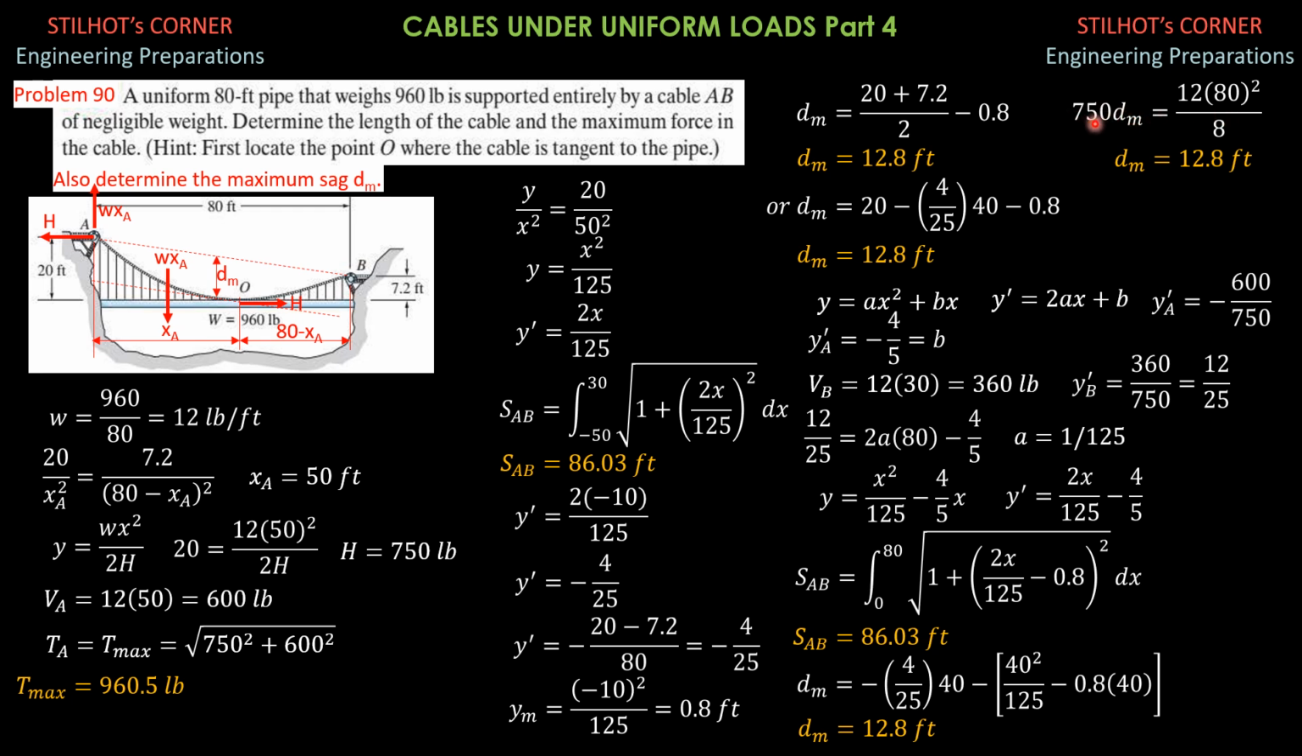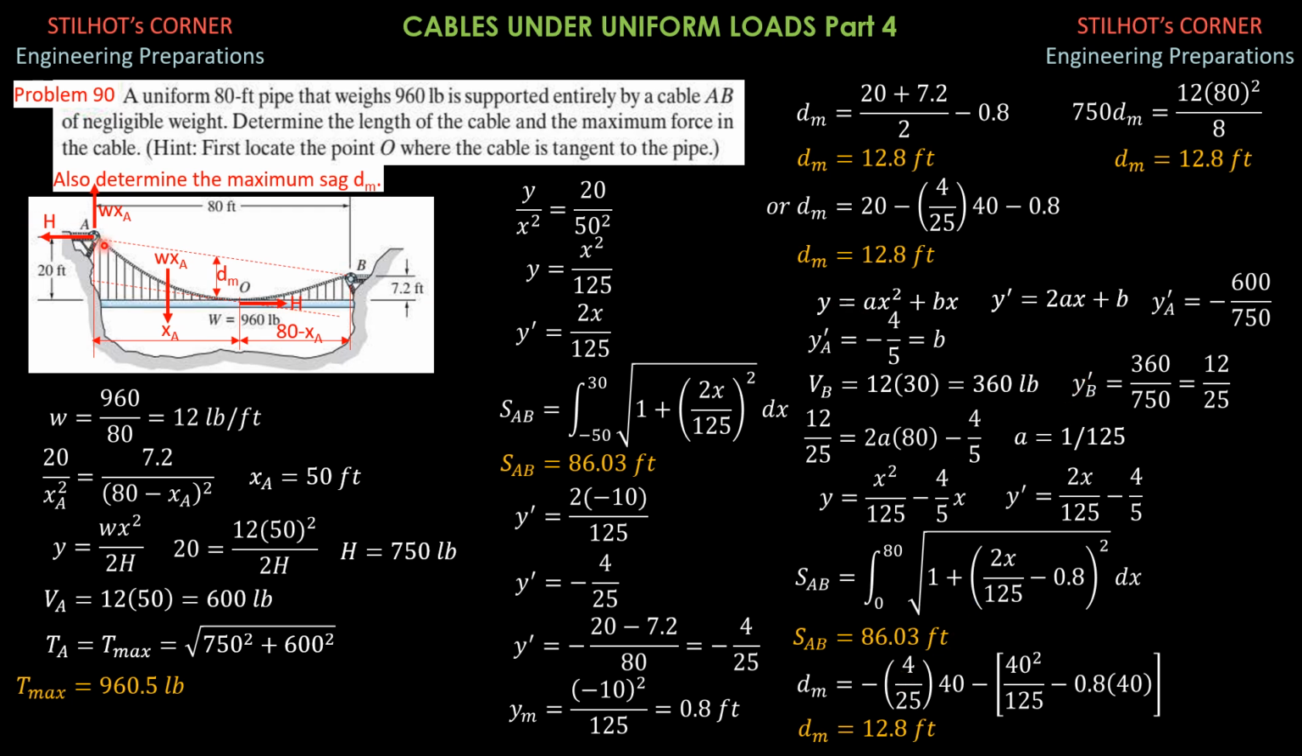So this is H times D sub M, by the principle of the general cable theorem, equal to the moment at the same point on the beam loaded with uniform load, which is WL squared over 8, which I demonstrated in the previous video, and you should know that. So D sub M is 12.8 feet. So I presented 3 ways to do that. This is the 4th way.